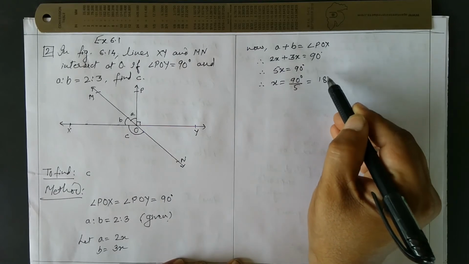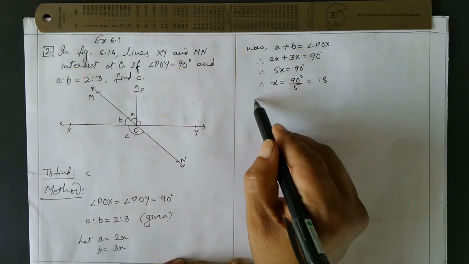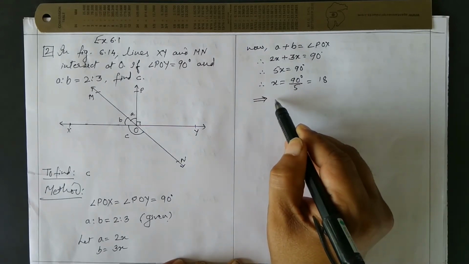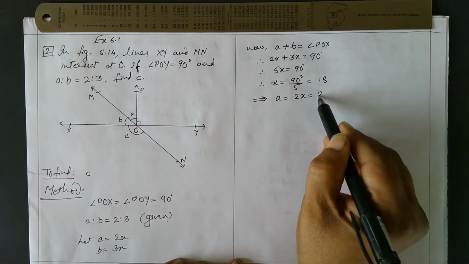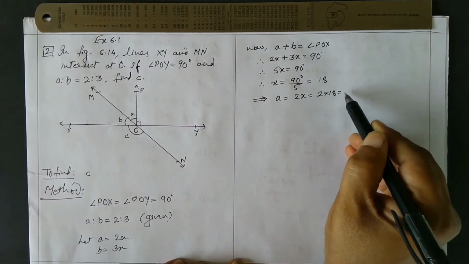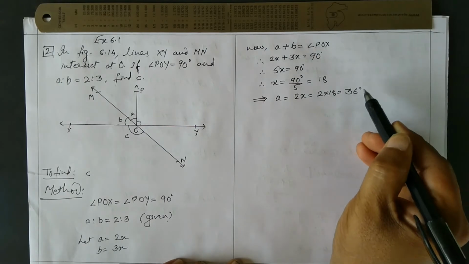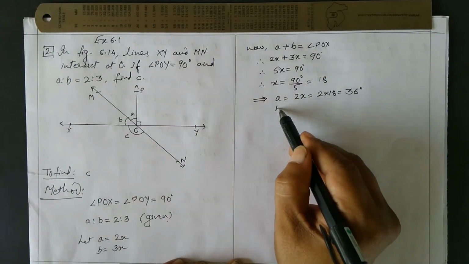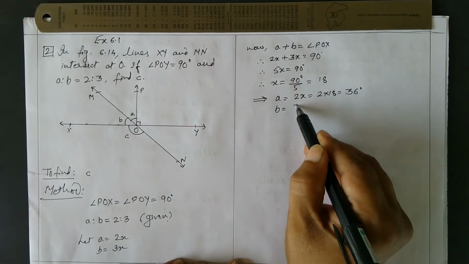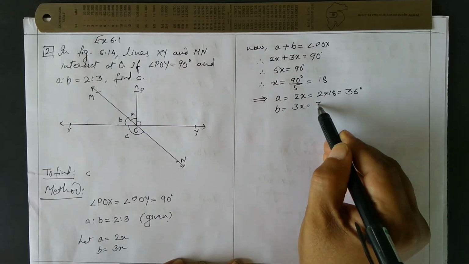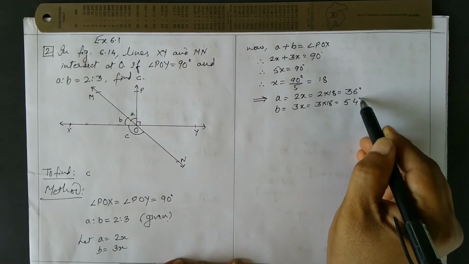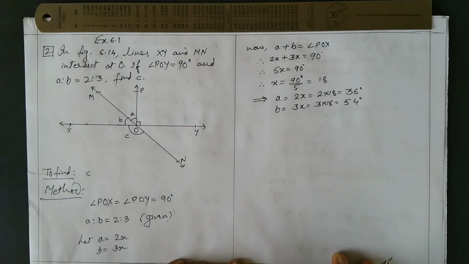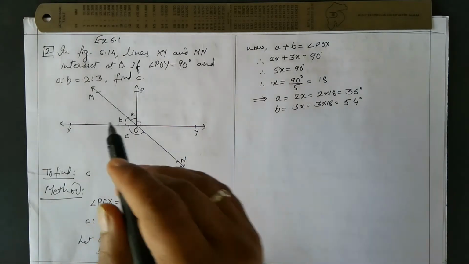Five 18s are 90. So what does this imply? It implies that angle A is 2x, that is 2 into 18, and that is 36 degrees. And angle B is 3x, so 3 into 18 is 54. Actually our target is not A and B, our target is C. अगर हम B नहीं निकालते तो भी चलता, लेकिन अभी ध्यान देना.